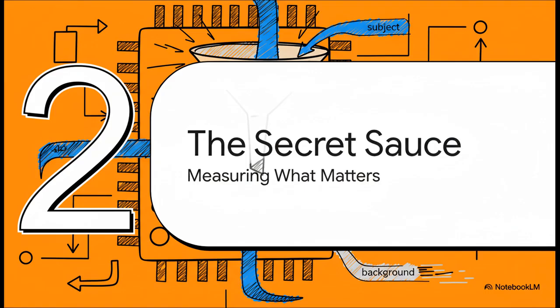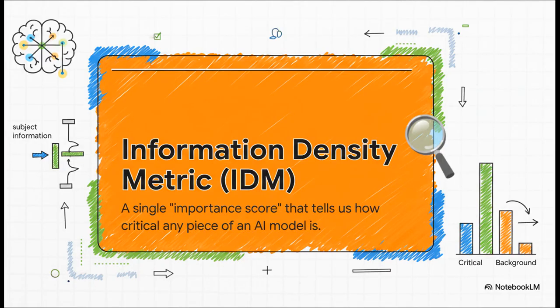Well, that requires a whole new way to measure what's important. And this, right here, this is the breakthrough. The researchers came up with something they call the information density metric, or IDM. You can literally think of it as a universal importance score. For any little piece of a complex system, the IDM spits out a single number that says, hey, this part is absolutely critical, leave it alone. Or, this part over here, it's not so important. We can shrink it down a lot.